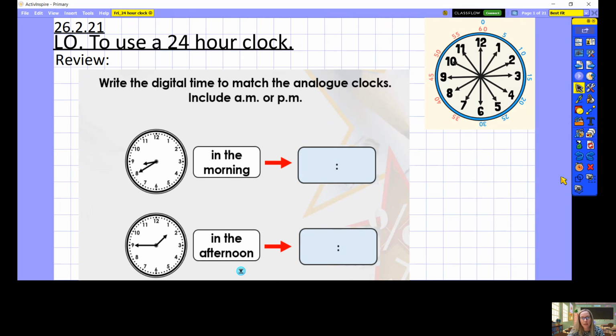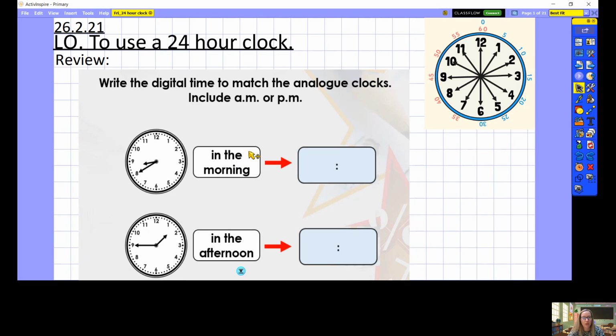Okay, so yesterday we were learning to use AM or PM to help us to tell the time. So let's review what we learnt. I want you to write the digital time to match the analog clocks below and include AM or PM. So you've got two clocks here and one is for in the morning and one is in the afternoon. So can you have a go at writing what the time is in a digital time? Pause the video now and have a go at that.